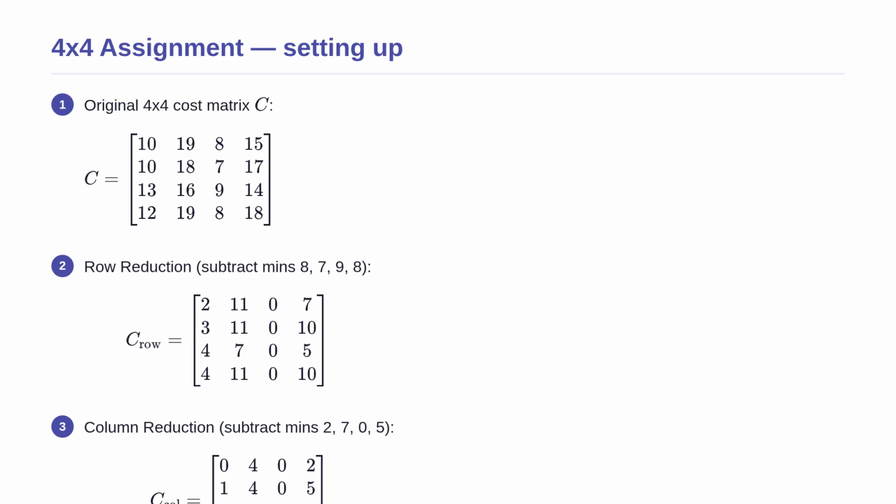Just like before, our first step is row reduction. We find the smallest number in each row and subtract it, giving us our row-reduced matrix. Next, we perform column reduction by finding the smallest number in each column and subtracting it. This gives us a matrix with zeros, and we are ready to test if an optimal assignment is possible.